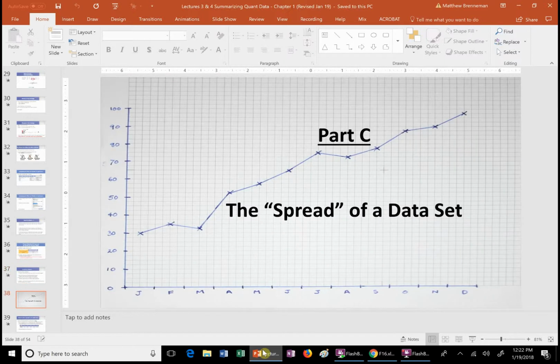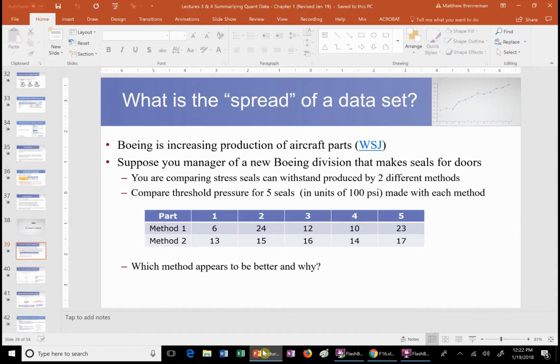So any questions on the center? Everyone's pretty good? I know a lot of this stuff you've seen, but the interpretation is something you want to think about a little bit. Okay, so now we're going to talk about the last piece of the puzzle, which is the spread.